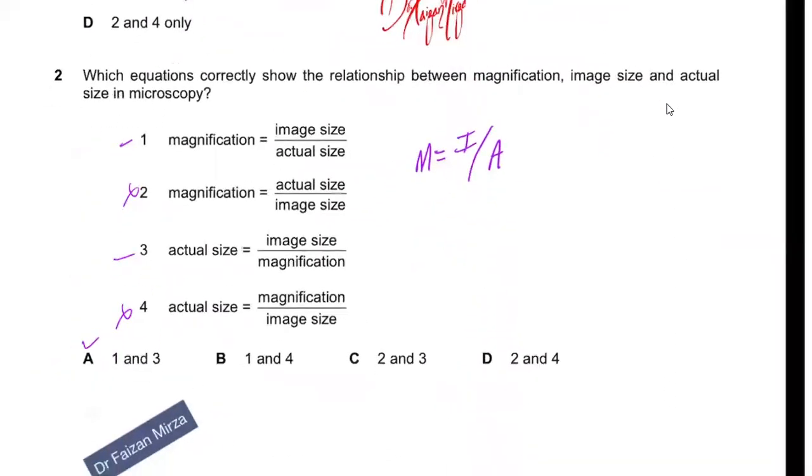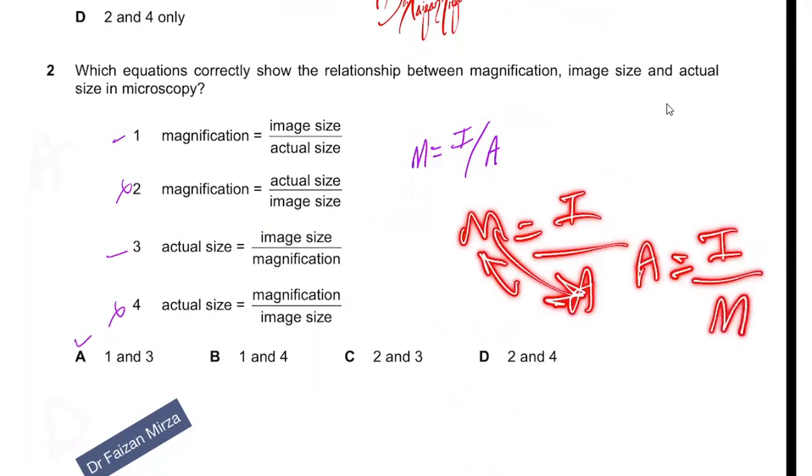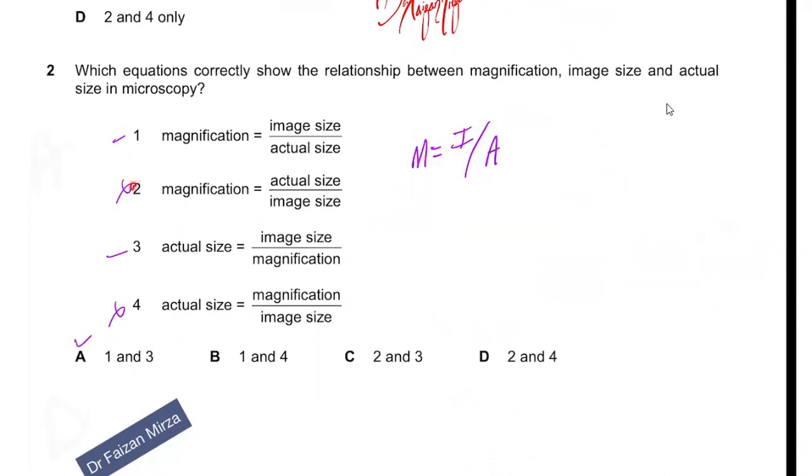So let's move to question 2 here. Question 2 is asking you which equations correctly show the relationship between magnification, image size, and actual size in microscopy. We can recall the formula: magnification is equal to image upon actual. Just rearrange this formula. If you take actual on one side and magnification on the other, the formula becomes actual is equal to image upon magnification. So you just rearrange the formula and see that the second option and the fourth option cannot be obtained by rearranging it in any way. Yes, the first and third options are correct. So our answer will be 1 and 3. Let's move on to the next question.